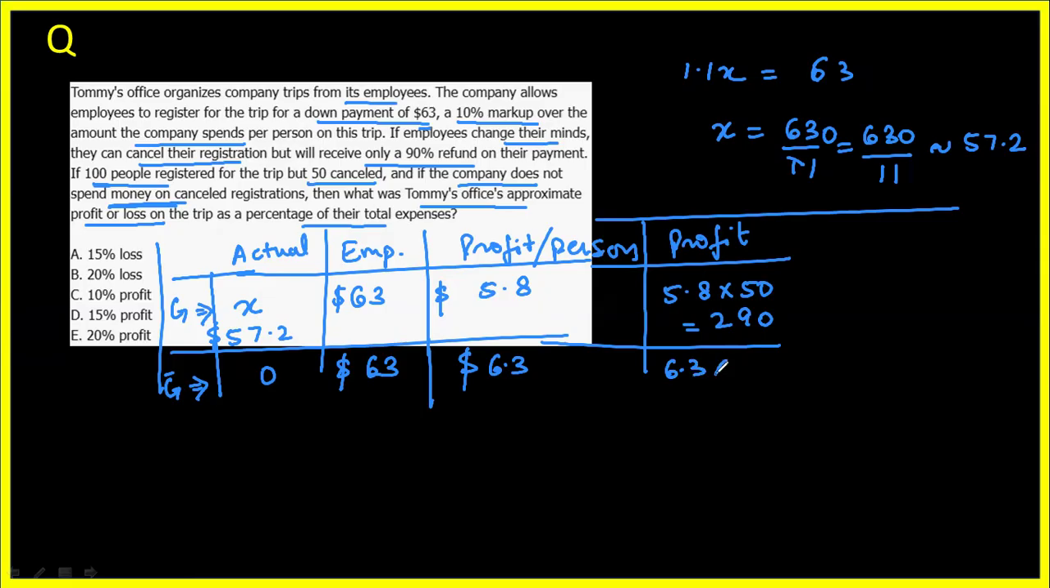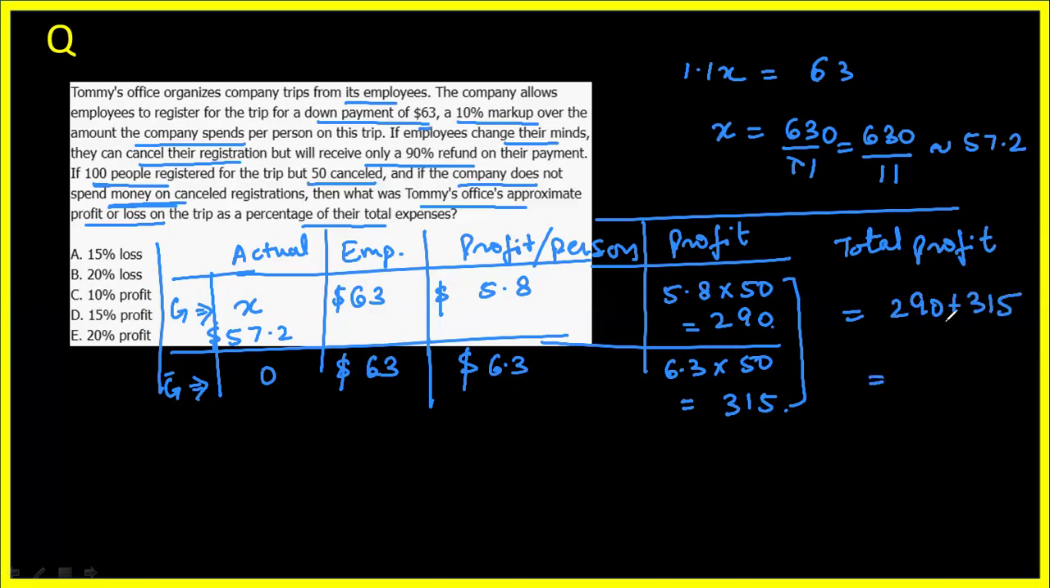That is 6.3 multiplied by 50, because 50 people have cancelled their trip. That's the profit per person which the company gets, multiplied by the 50 who cancelled. That comes to 315. So what will be the total profit? The total profit for the company is 290 plus $315, the profit from those who went and those who cancelled their tickets. That comes out to be $605.